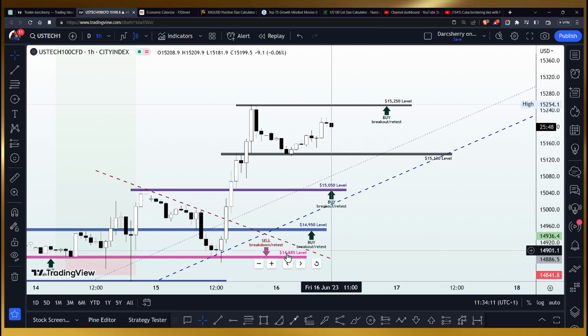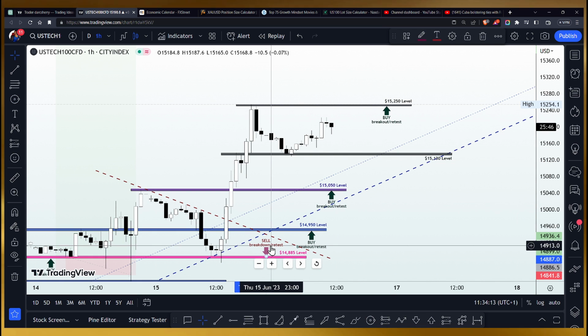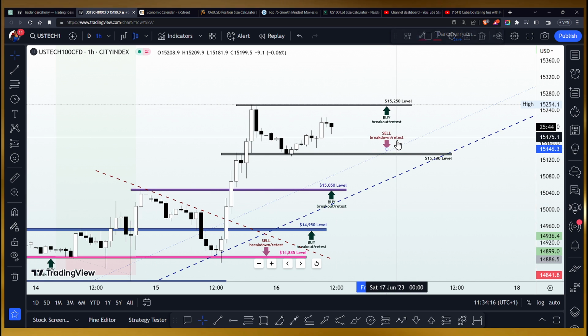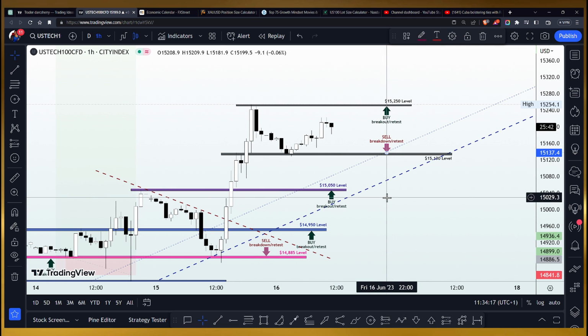So what we are going to be looking out for to sell the USTech100 today is if price action breaks down the 15,130, which also shares a confluence with our trend line, then we'll start considering selling the USTech100 today. But remember that we are not going to be getting too excited to sell.